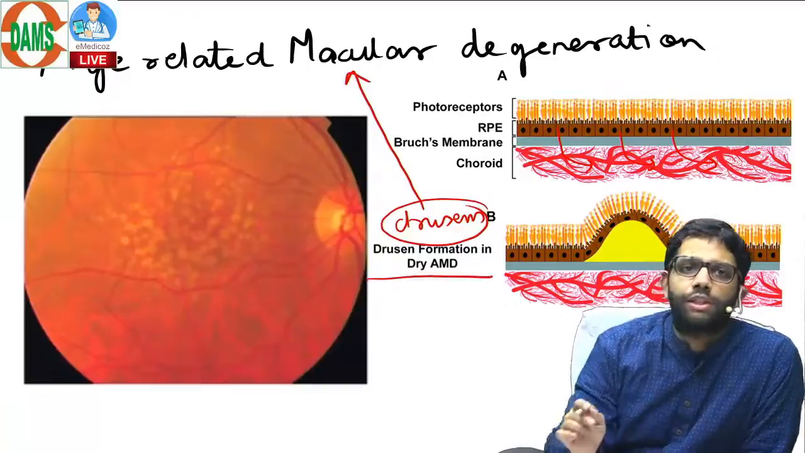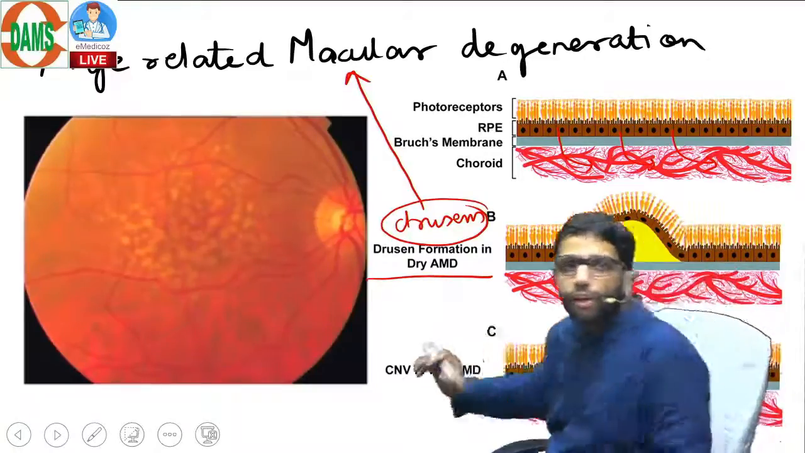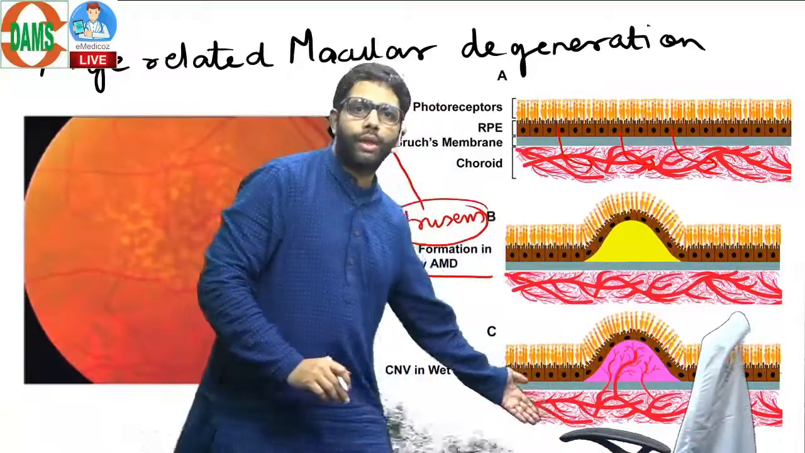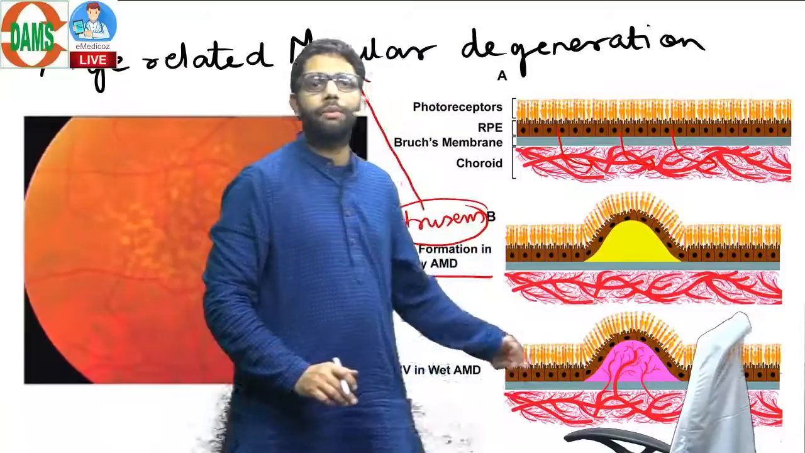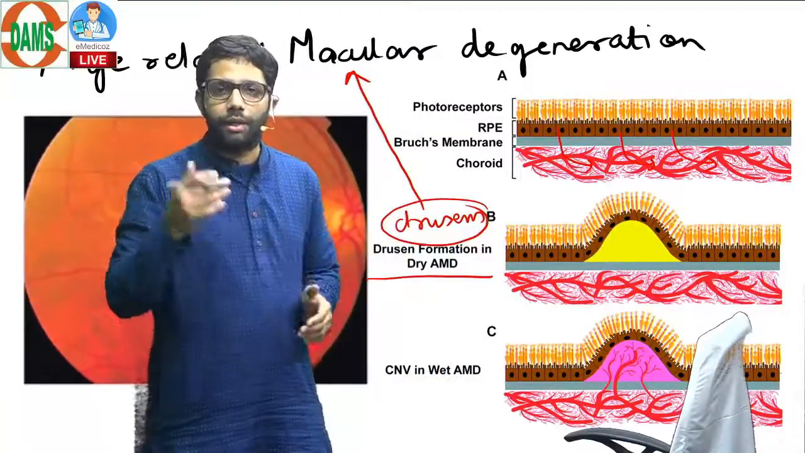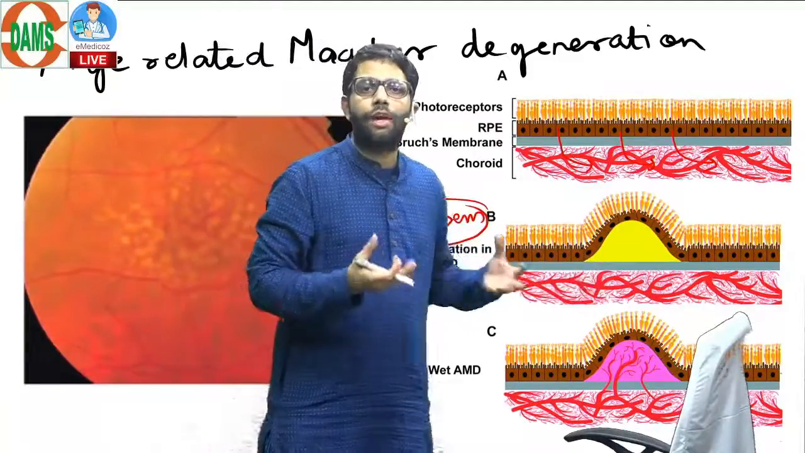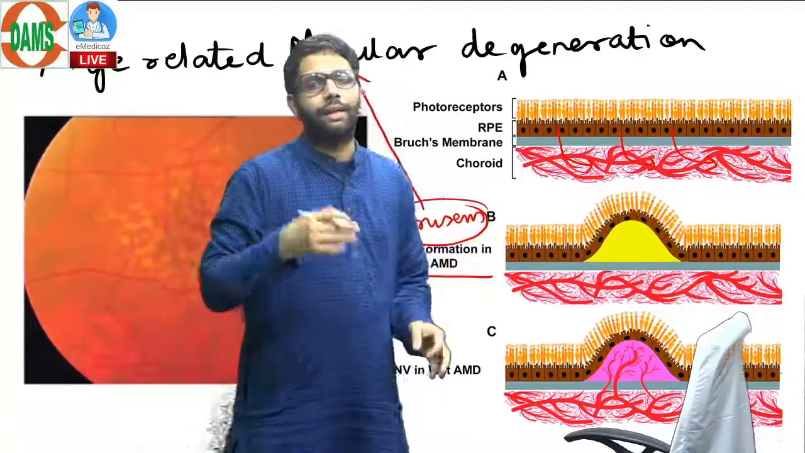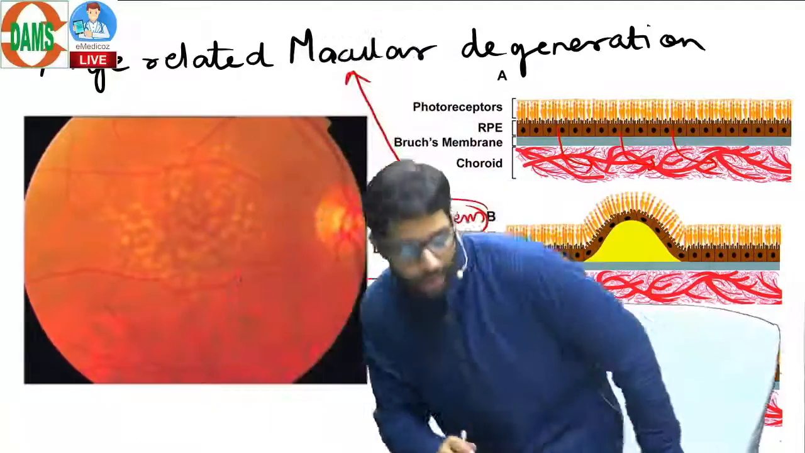If it is only drusen, it is known as dry. If new vessels from the choroid start growing, that is choroidal neovascularization, that becomes wet ARMD. That we'll study in the ARMD topic when I teach you the retinal topic. So these drusen have a capability of absorbing, staining in later stages. So that is also a hyperfluorescence example.